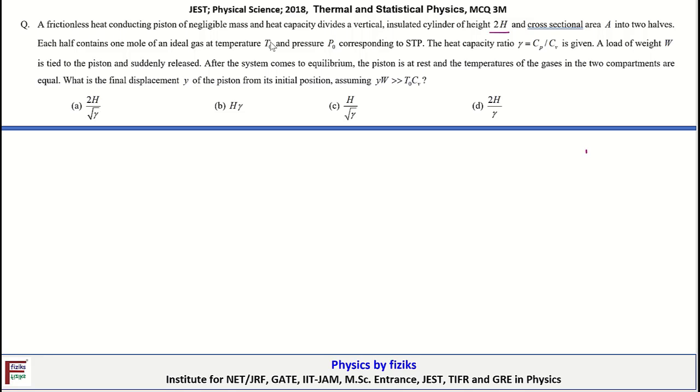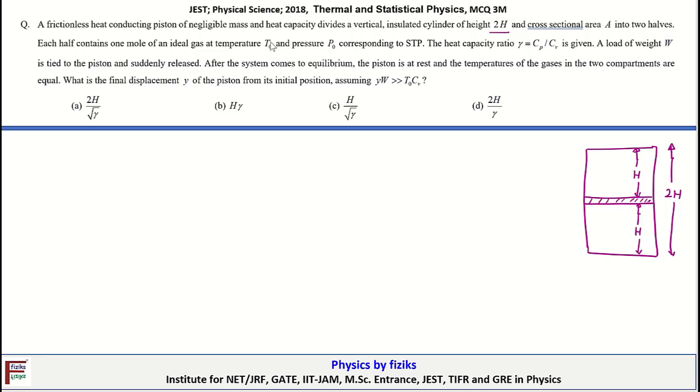Let's try to understand the problem first. We are having a cylinder whose total height is given by 2h. That's the total height of the cylinder, and then we are having a piston which is dividing this cylinder into two equal halves. So that means it's a weightless piston, dividing the cylinder into two equal halves. So the height here is h, and this is also h.